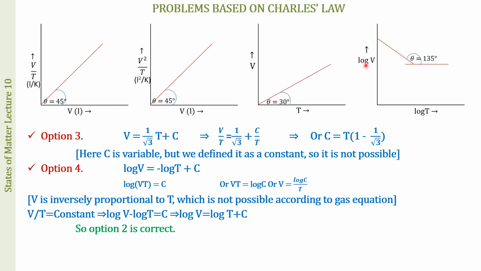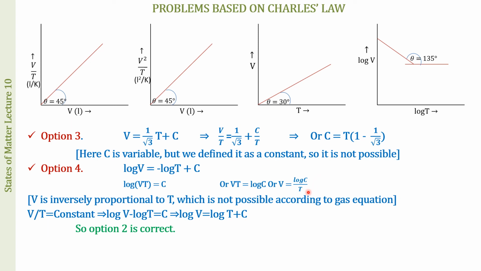The next we have is the graph for log V versus log T, and the value of theta given to us is 135 degree. So, if you take the log V, theta is equal to 135 degree, means that tan theta is going to be minus 1. Okay, so we will be putting again into the equation log V equal to minus log T plus C, or you can say taking this to this side, we will be getting log VT equal to C, or VT is going to be equal to C, or V equal to C by T.